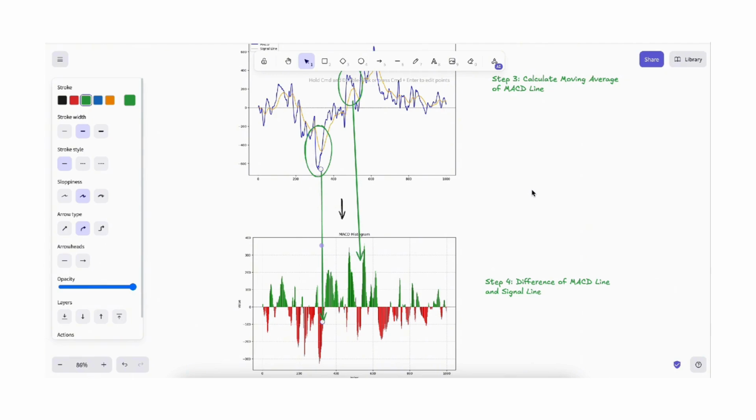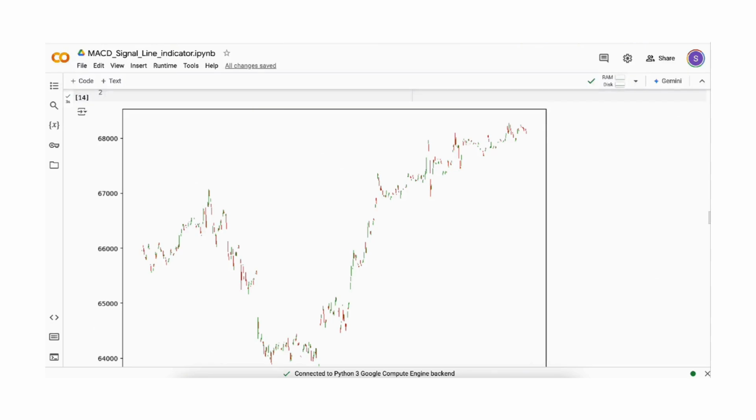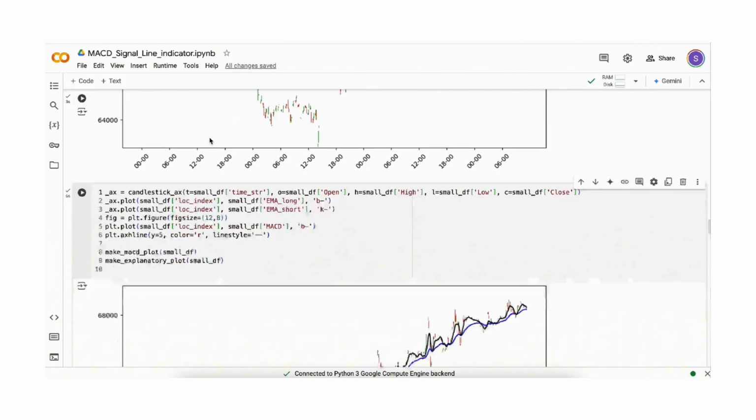I hope that this visual explanation provides the required understanding of what the MACD is. And now that we know the MACD histogram, let's see how to calculate these visualizations in Python. So let's go back to our notebook here.